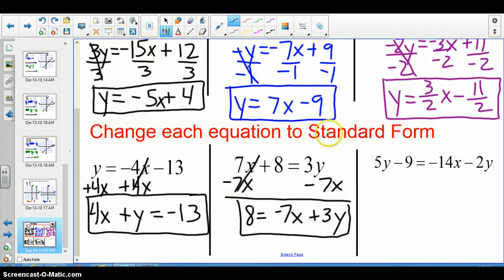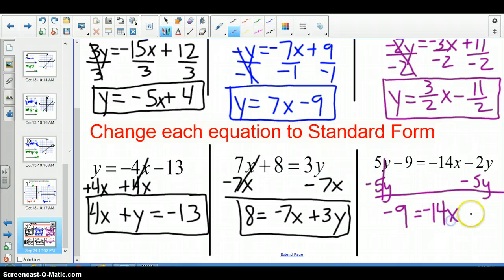And the last one, I'm going to subtract 5y because I have 5y minus 9, and then I have x and y on the right side already. So here I only have to subtract 5y, and x and y will be on the same side of the equal sign. Remember, it doesn't matter where x and y are. They're on the right side, so if you want, write it negative 14x minus 7y equals negative 9.